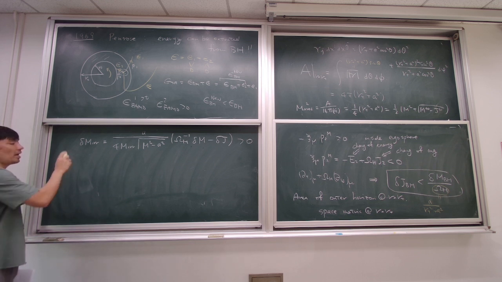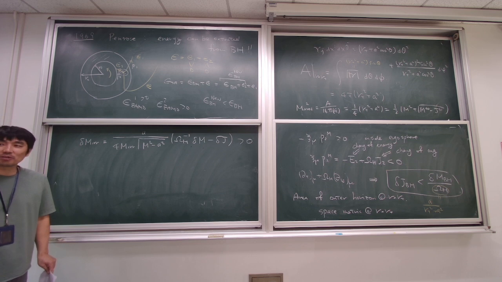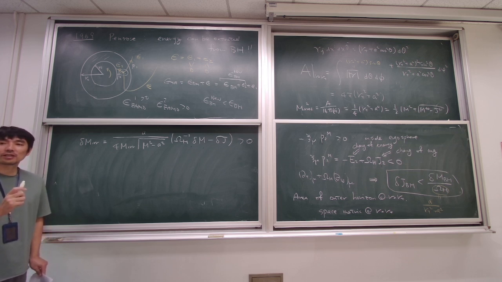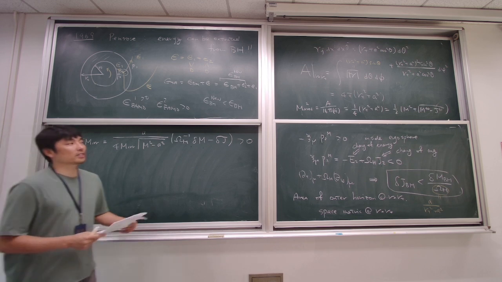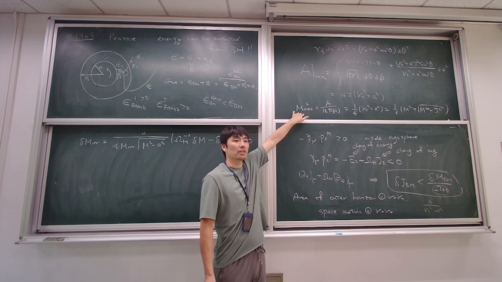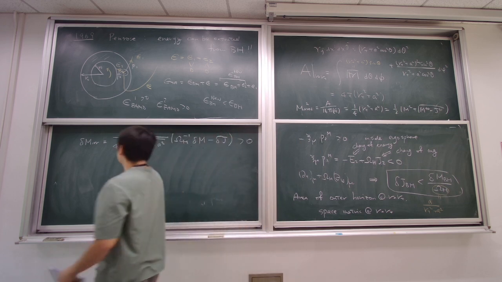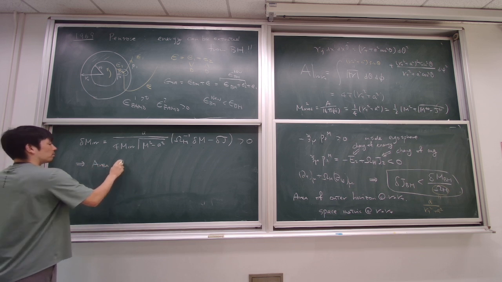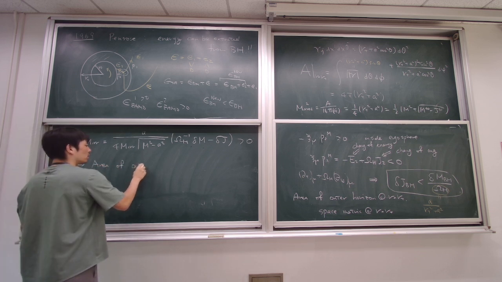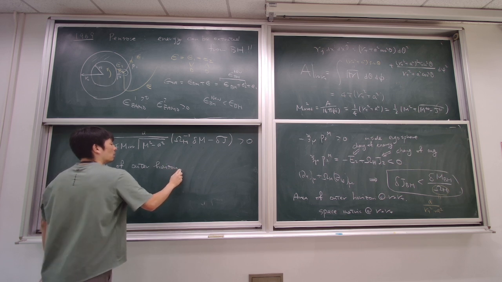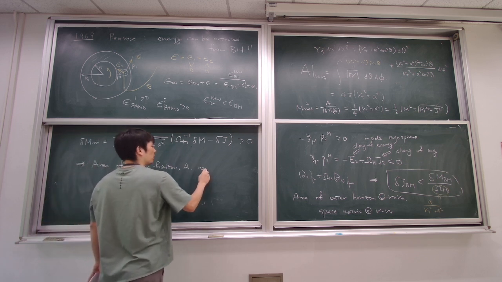So therefore, M irreducible. The reason why it's called irreducible mass is that it never decreases. If you define this quantity for the Kerr black hole, this quantity never decreases. That's what it means. So this means that the area of the outer horizon A never decreases.